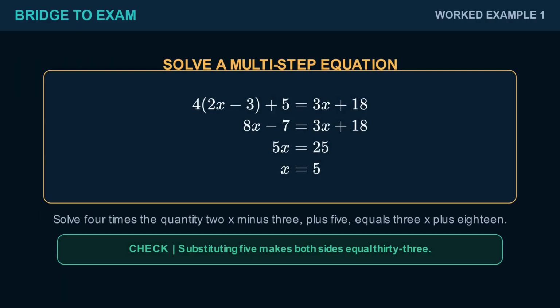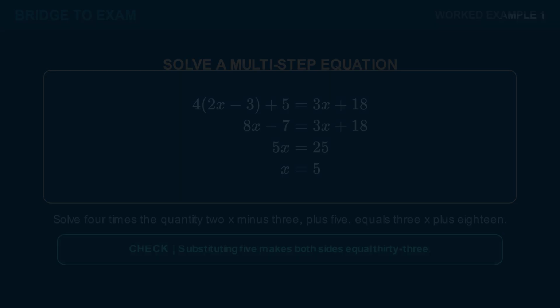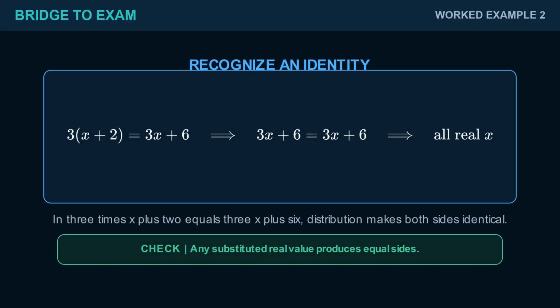Worked Example 1. Solve 4 times the quantity 2x minus 3 plus 5 equals 3x plus 18. Distribute and combine to get 8x minus 7. Move variable terms and constants to obtain 5x equals 25, so x is 5. Check. Substituting 5 makes both sides equal 33.